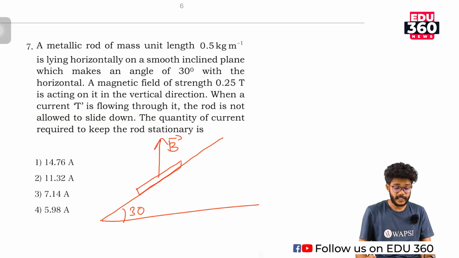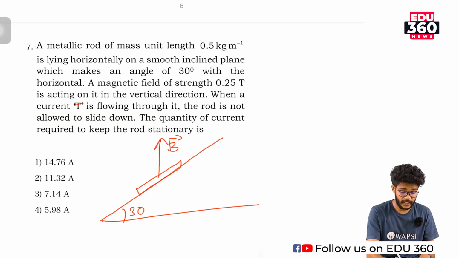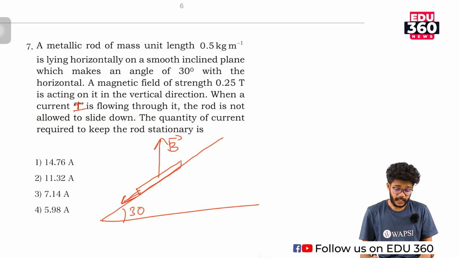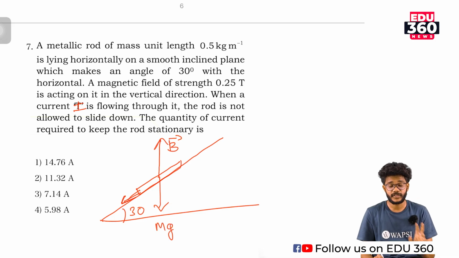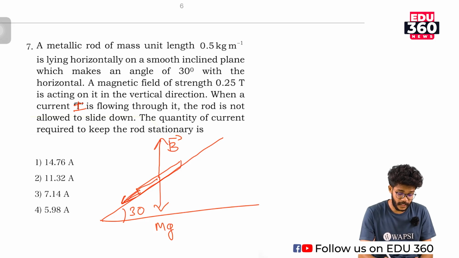When a current I is flowing through it, the rod is not allowed to slide down. Actually, there is a force acting on the rod in the lower part. We need the current required to keep the rod stationary. So this will be the direction of mg, the gravitational force. We want to calculate with this hypotenuse, and we have this opposite side.